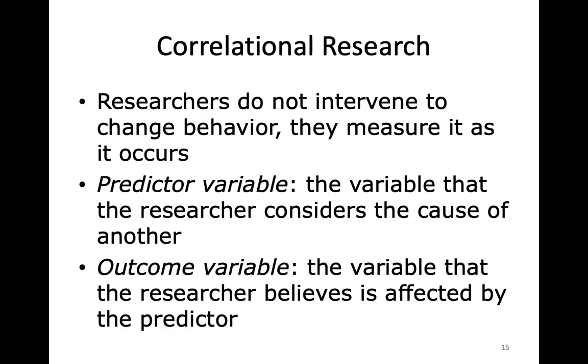All right, so let's move on to correlational research. So just as a reminder, in a correlational study, researchers don't intervene in any way to change behavior. They just try to measure it as it occurs. A predictor variable is the variable that the researcher considers the cause of another. So in an experiment, the predictor variable is an independent variable. But in correlational research, we just don't call it an independent variable because that's terminology for experiments. We call it a predictor variable.